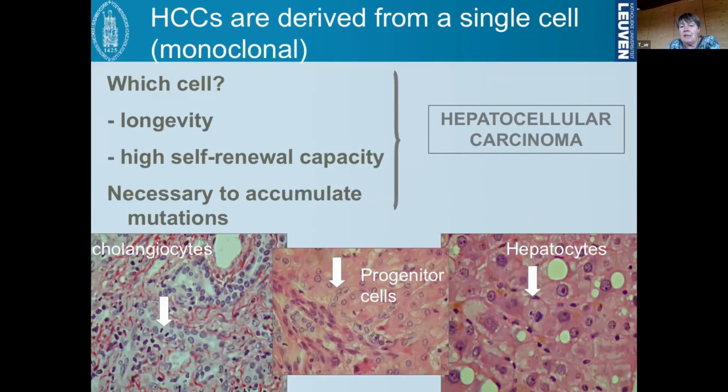This makes these cells also a possible target cell for carcinogenesis, because what do you need to become a cancer? You need to live long enough as a cell, and you need a high self-renewal capacity just to accumulate the necessary mutations and alterations to become a cancer cell. In fact, there are three types of epithelial cells that are capable of that: mature cholangiocytes, hepatocytes, but also these progenitor cells at the edge between the biliary cell compartment and the hepatocellular compartment. So all these cells are possible target cells.